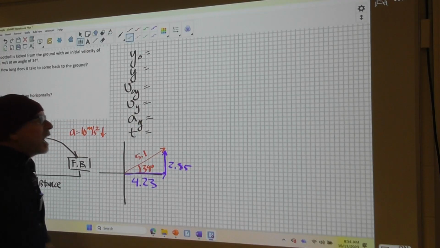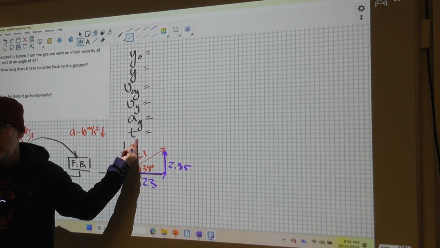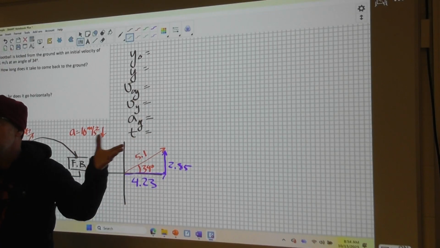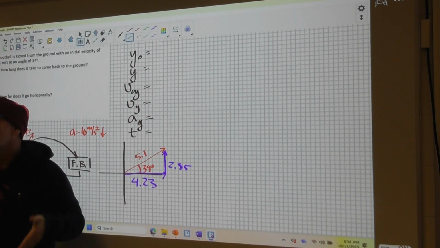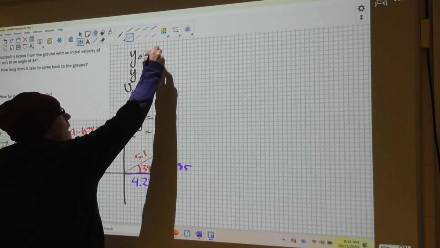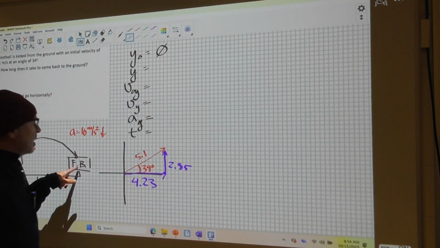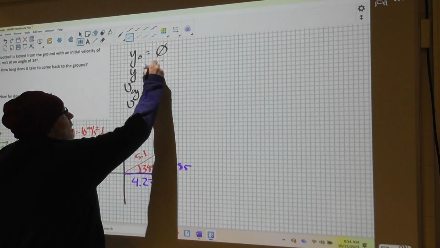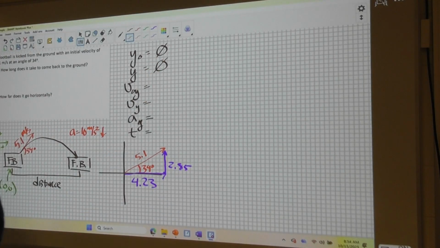Time, which does not have a letter next to it, because time is the same in both axes. There is not a unique time that it's moving left to right, as opposed to the time that it's moving up and down. Our initial position is the ground, which is 0. Our final position is also the ground, which is 0. Seems like that wouldn't work, but it does.